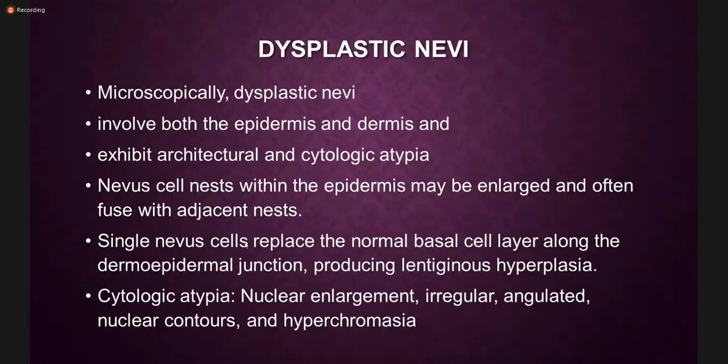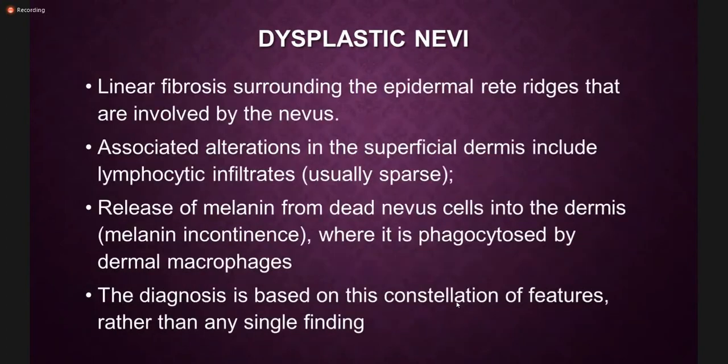So single nevus cells replace the normal basal layer along the dermoepidermal junction. They produce lentiginous hyperplasia. Now there is some cytological atypia in these melanocytes in the form of nuclear enlargement, irregular angulated nuclear contours, and hyperchromasia. Now coming to the dermis, there is some linear fibrosis surrounding the epidermal ridges that are involved by the nevus.